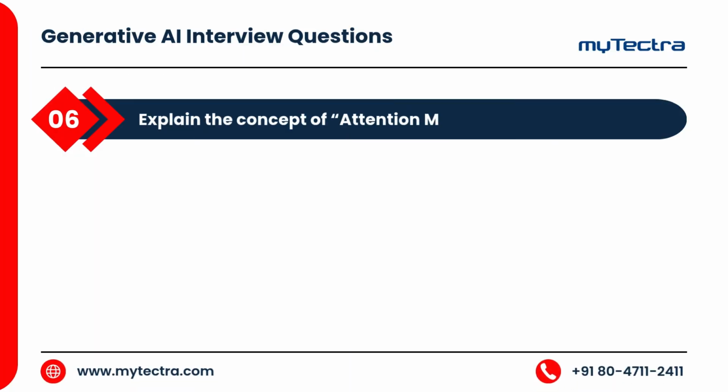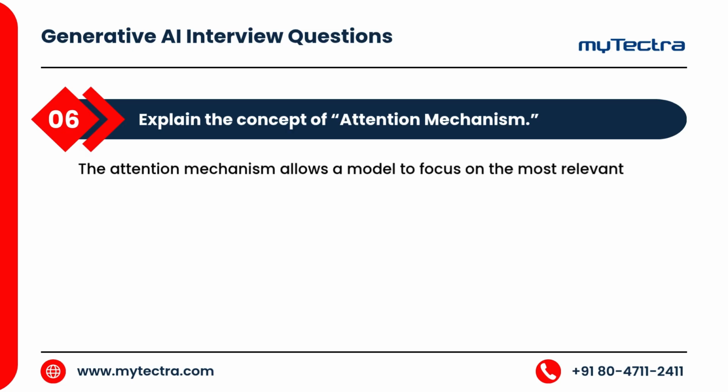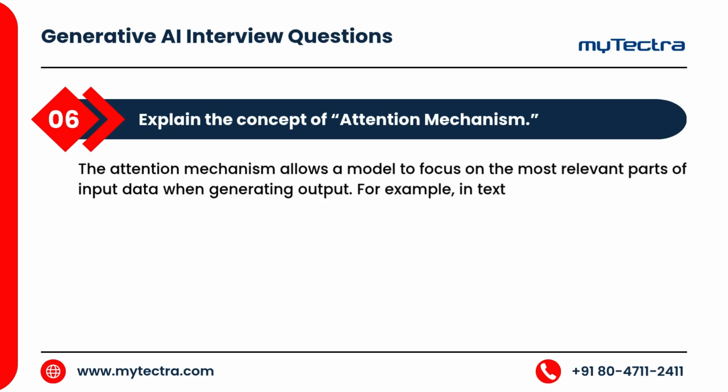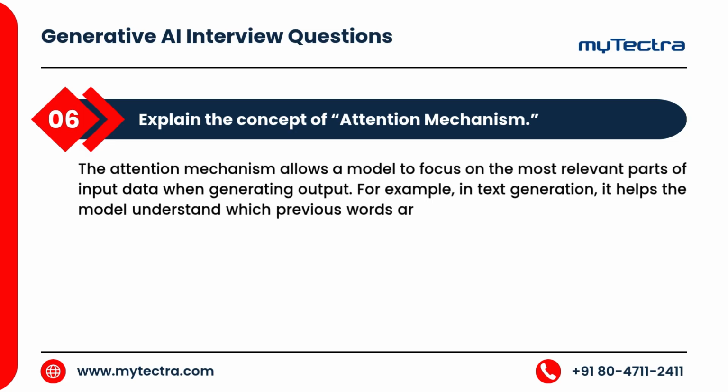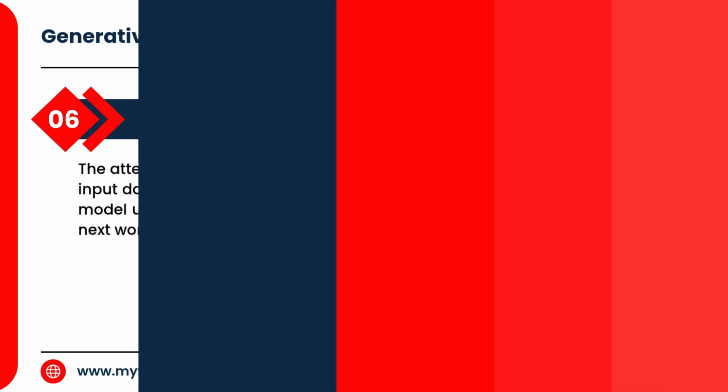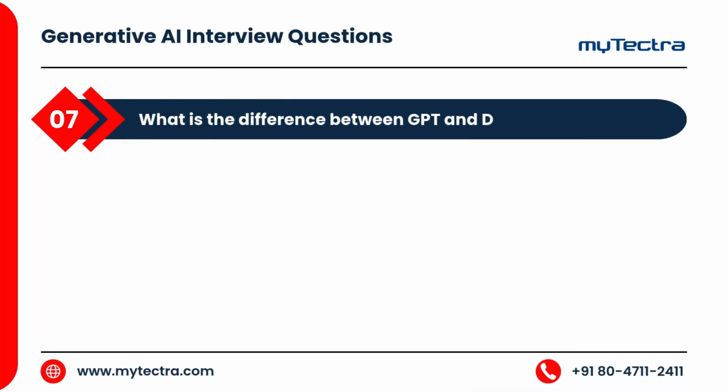Explain the concept of attention mechanism. The attention mechanism allows a model to focus on the most relevant parts of input data when generating output. For example, in text generation, it helps the model understand which previous words are most important for predicting the next word in a sentence.